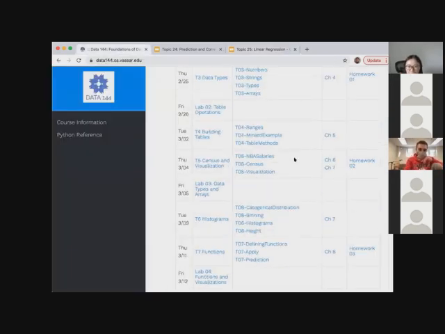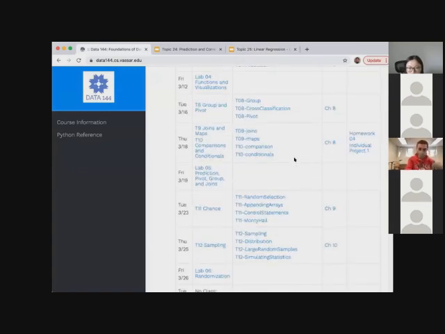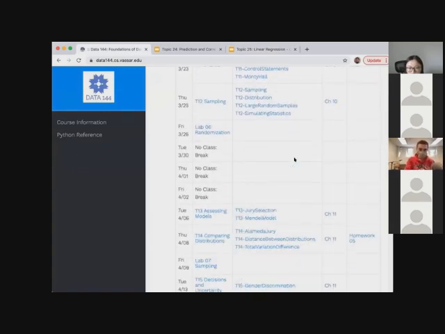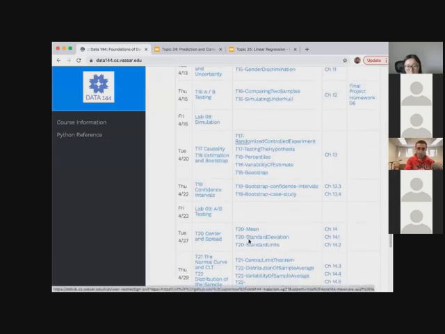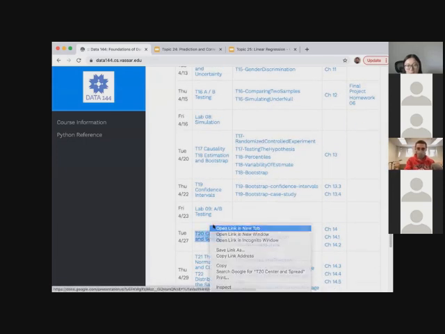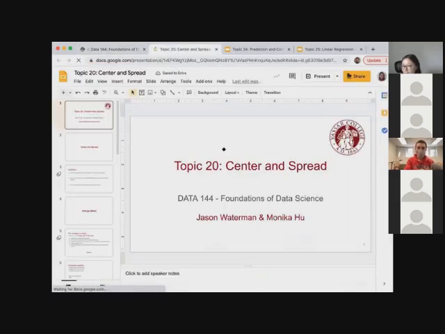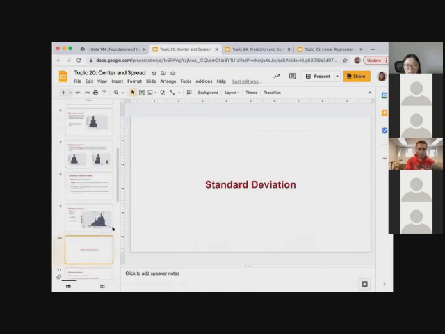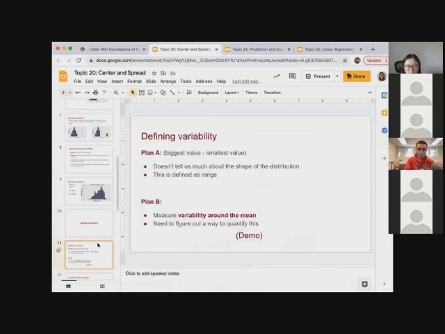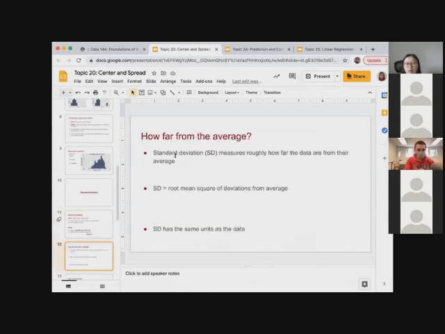While we're waiting, let me see. I hope I can find it. Topic 20, where we talked about the mean and the standard deviation, might give us some hint. Later on you can check that out as well.